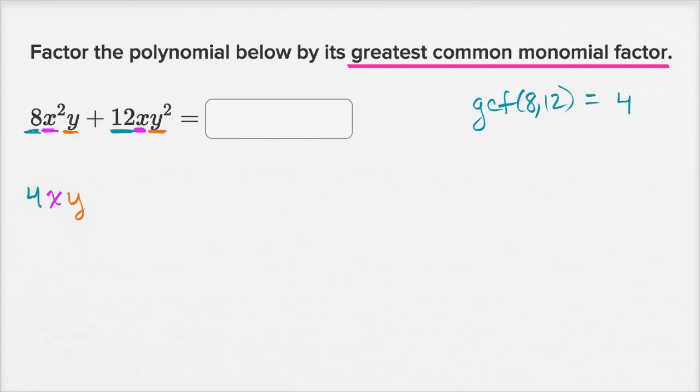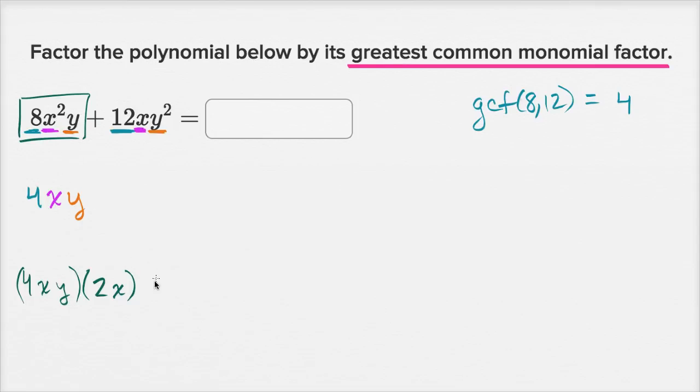So this first term right over here, we could write as 4xy times what? I encourage you to pause the video and think about that. Well, 4 times what is going to get us to 8? 4 times 2 is 8. X times what is going to get us to x squared? Well, x times x is x squared. And then y times what is going to get us to y? Well, it's just going to be y. So 4xy times 2x is going to give us this first term, and you can verify that. 4 times 2 is equal to 8, x times x is equal to x squared, and then you just have the y.